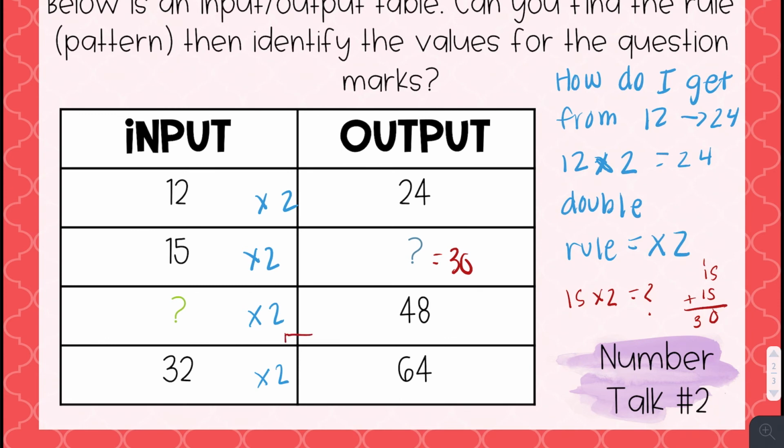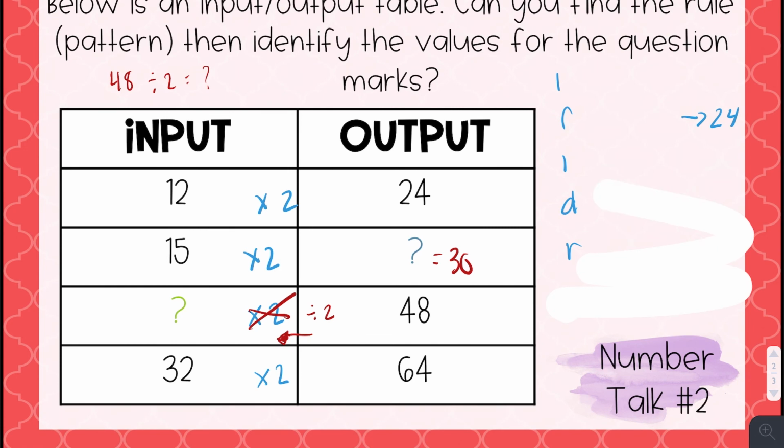We have one more question mark we need to solve for, but instead of going from input to output, now we have the output and we're going to our input, so we have to divide by 2, because that's the inverse operation. So I have to figure out what 48 divided by 2 is, and I'm going to use Big 7 to help me out with that.